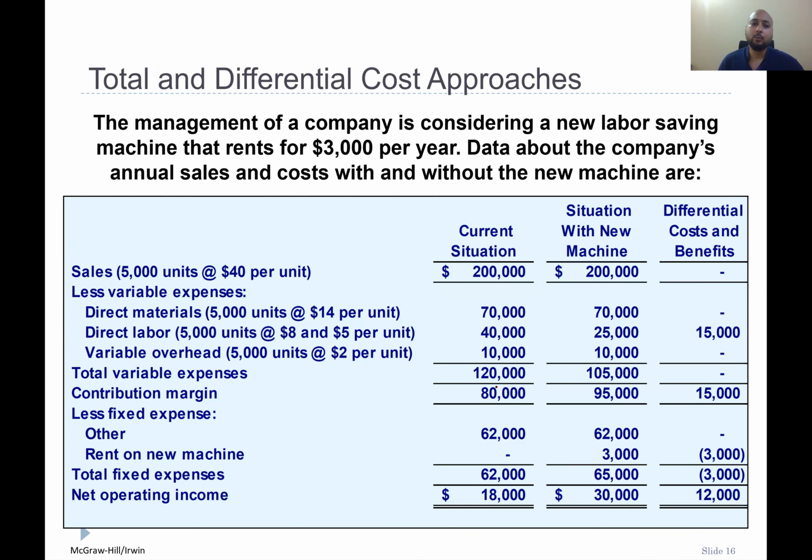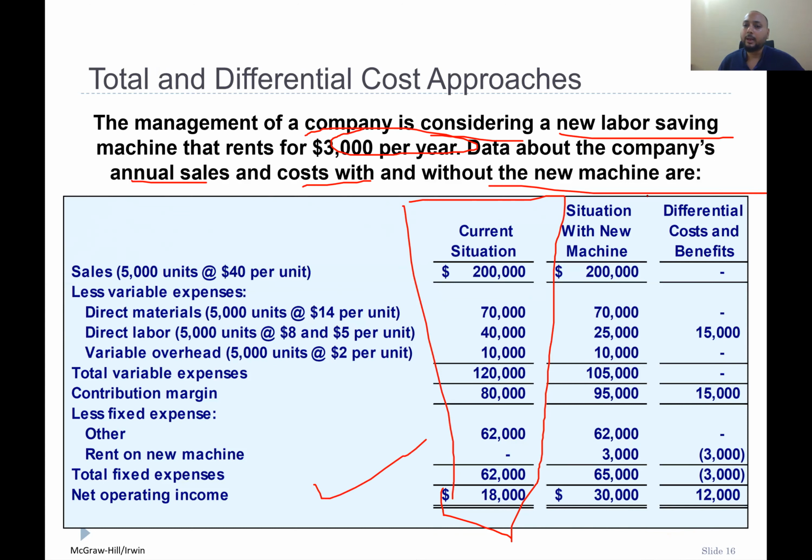So here we go. We have an income statement, and the scenario is that the management of a company is considering a new labor saving machine that rents for 3,000 per year. Data about the company's annual sales and cost with and without the new machine are below. This is the current situation in which they are earning net operating income of 18,000, and in the new situation they are earning net operating income of 30,000. So can we say that this is good or bad? Should we adopt this machine or not?